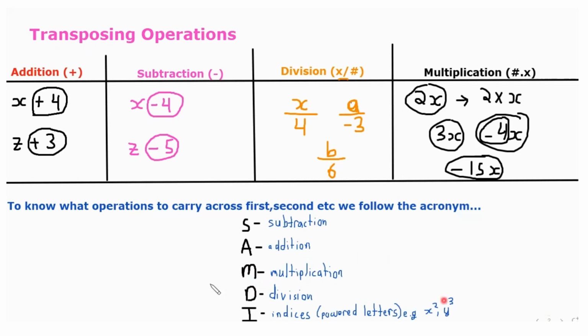Okay, let's have a quick example, even though we didn't do it. If we have 2x plus 3, what operations do we see here? We see an addition, so I write an A on top, and the 2 next to the x is multiply. So if I was to transpose for x here, I would carry across the A first, which is before M, and the M second. That's the foundation right there.